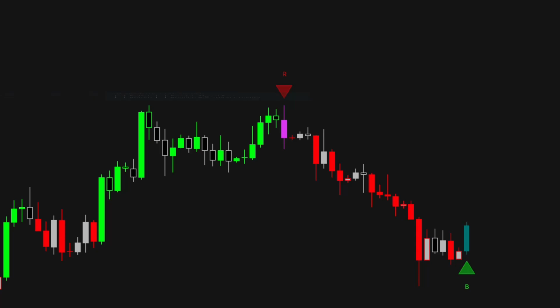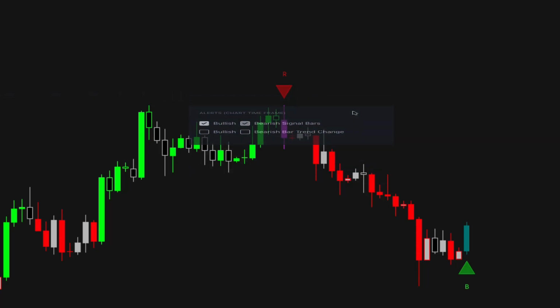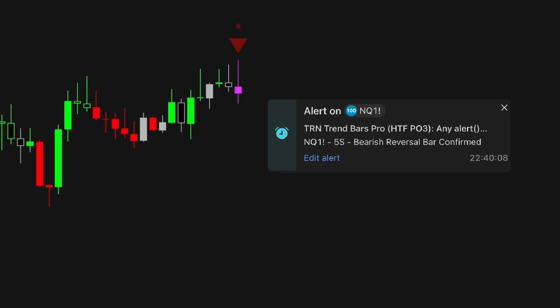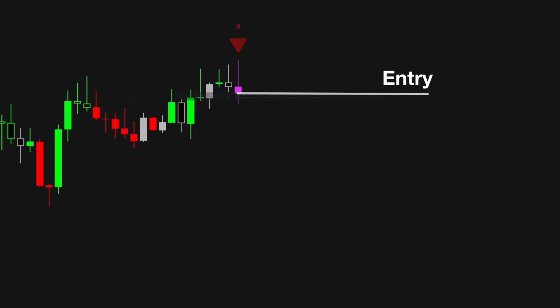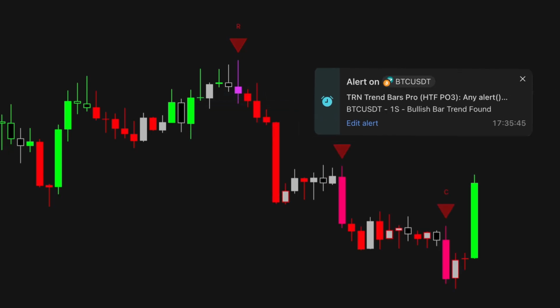In the settings, you can set alerts also for signal bars, which gives you an extremely comfortable trading experience. Nice. Get notified when the next signal bar occurs, enter your trade, set an alert for the exit signal like a signal bar or a bullish or bearish trend change, and wait till it gets triggered. Sounds easy, right? Because it is!